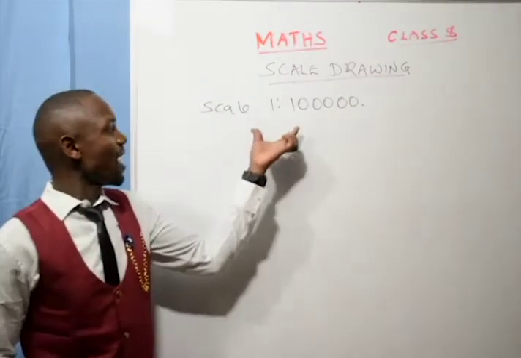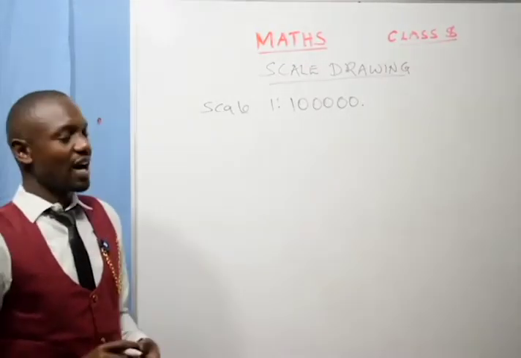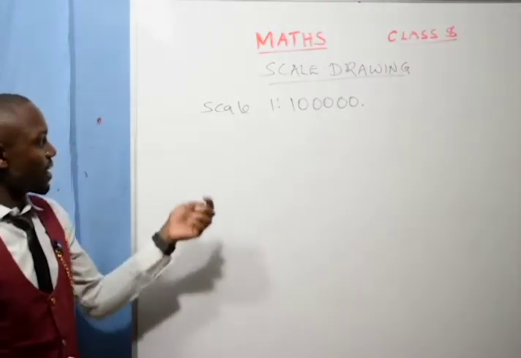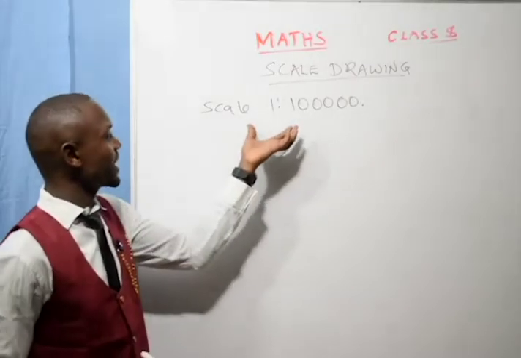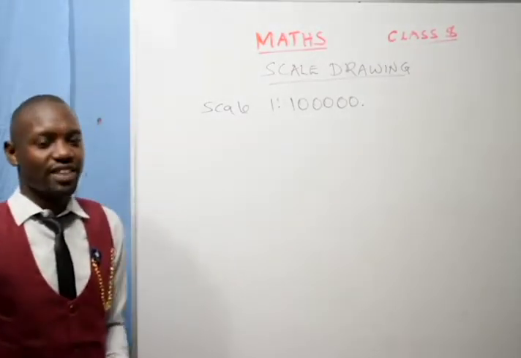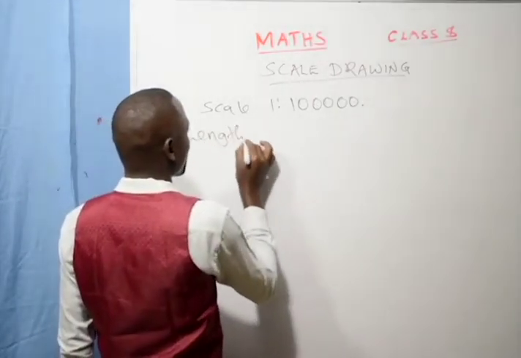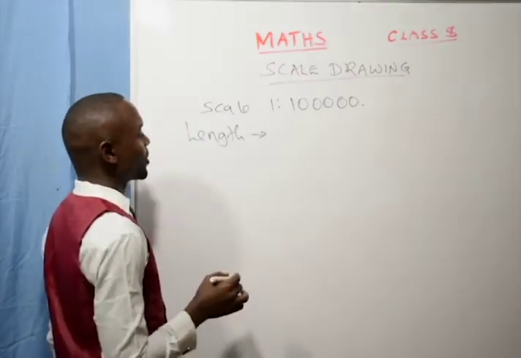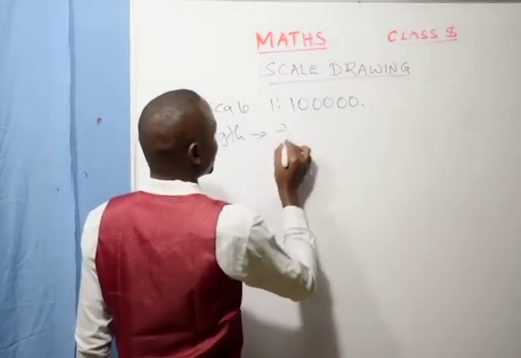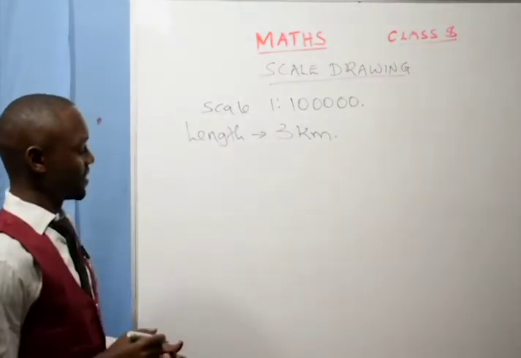This is a scale in ratio form, that is 1 is to 100,000. Then you are told the scale of a map is drawn to scale 1 is to 100,000. What would be the length of a river that is drawn on the map, if the length of the river is 3 kilometers?